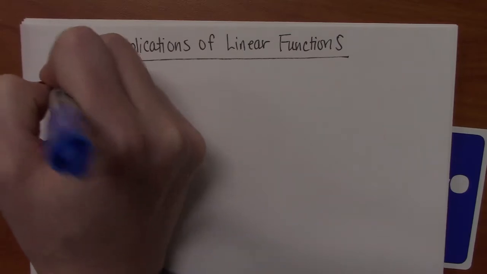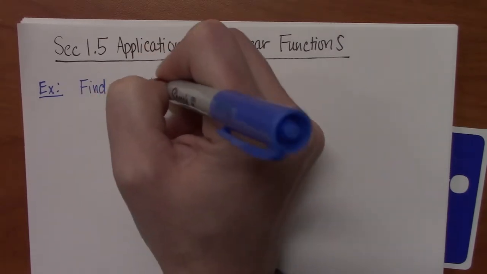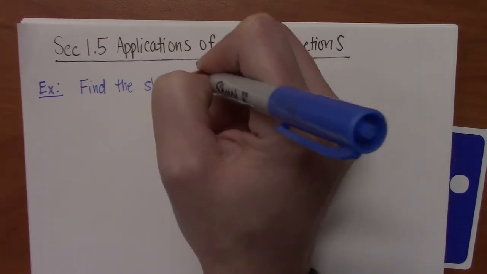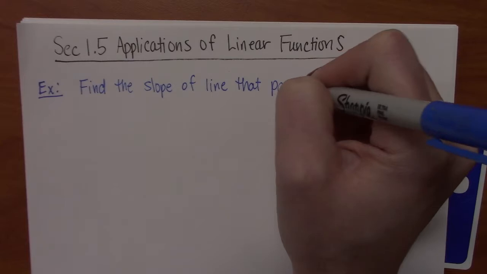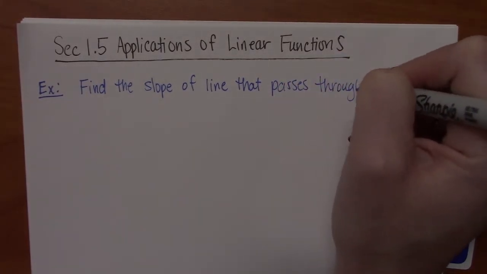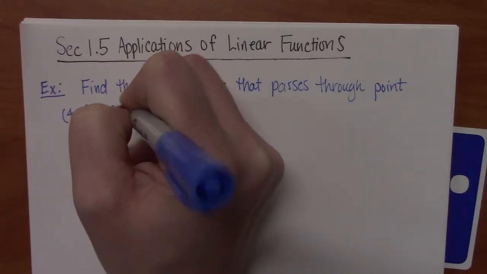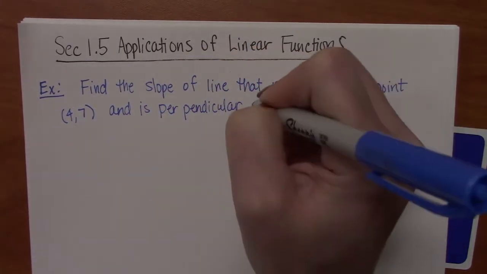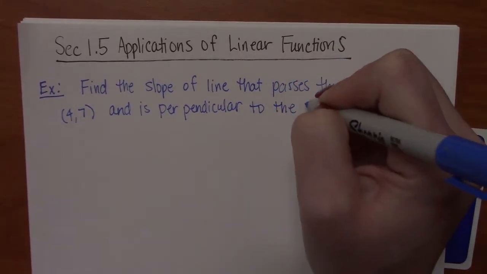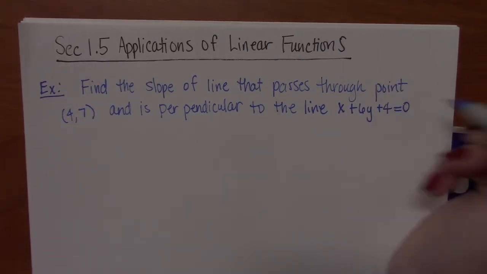So the first thing I want to look at, we'll start with something pretty straightforward, is we want to find the slope of a line that passes through (4, 7) and is perpendicular to the line x + 6y + 4 = 0.